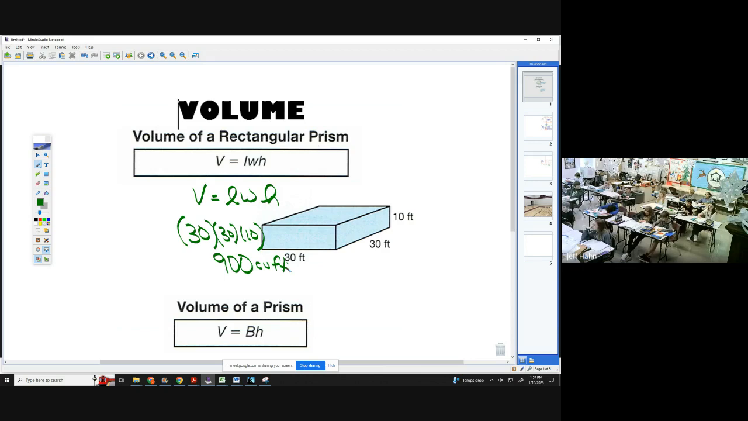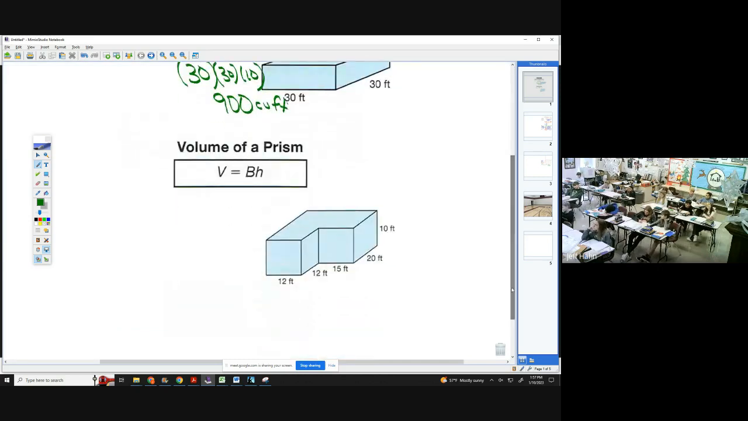That's not what today's all about, so that's why I just gave you that, but I wanted you to see this. As long as it is a box shape, like a shoebox, or a box that comes from Amazon, just multiply length times width times height. However, not all prisms come in that shape. Some of them come in different shapes.